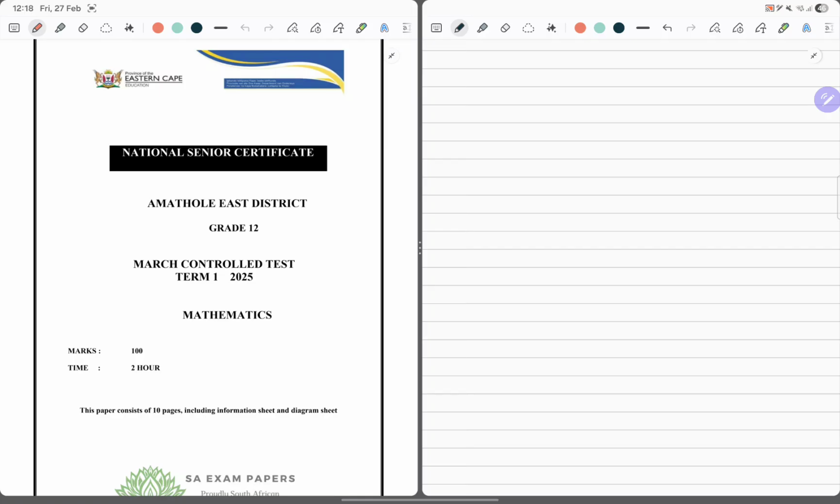So we're going to start with this paper from the Eastern Cape. This was from Amatole East District. Okay, please folks, stop this thing of saying Amatole when you're speaking in English. It doesn't change the name because you're speaking in English. It's Amatole. So the stress and intonation there on the syllables is down. Okay, it's not going up. So don't change it.